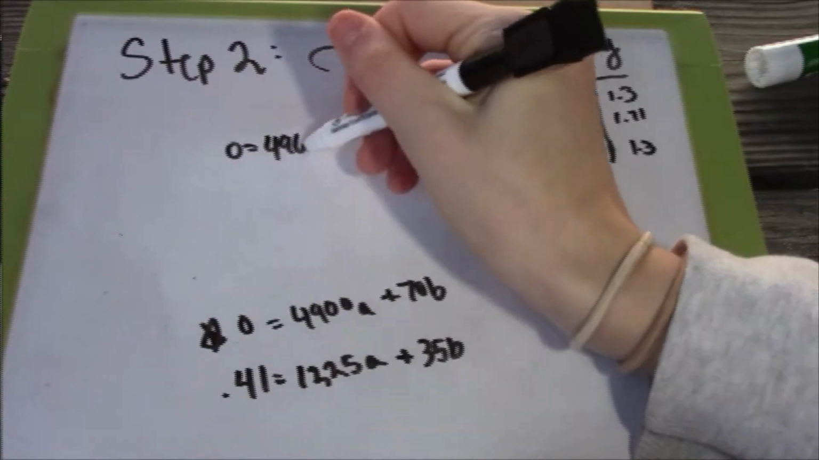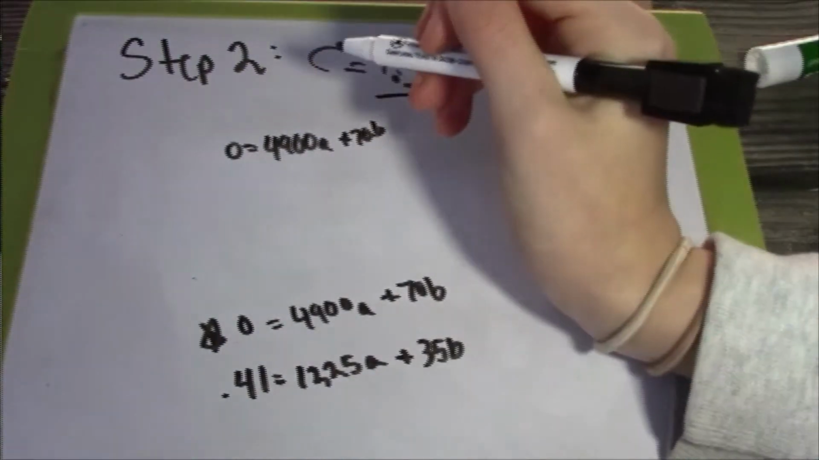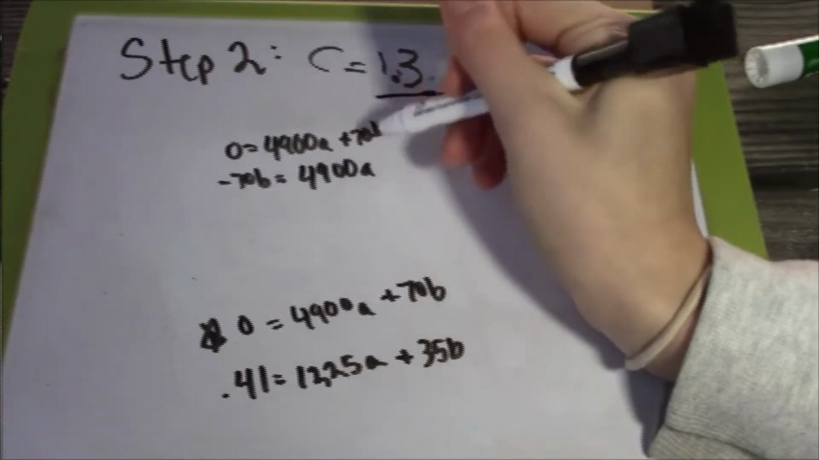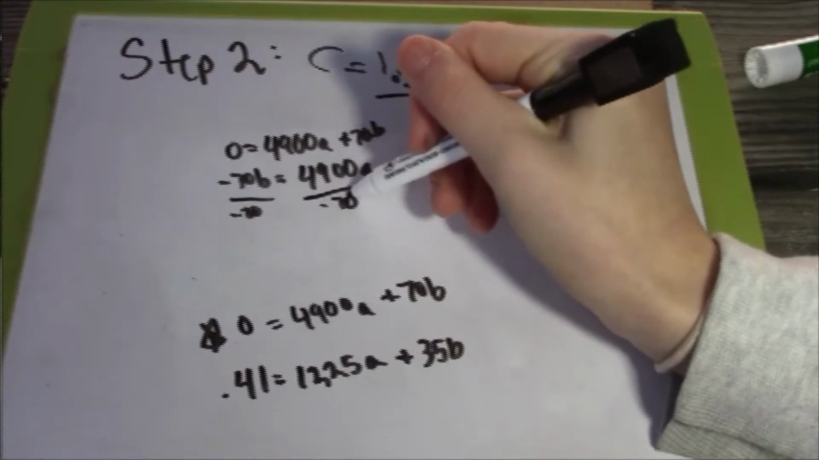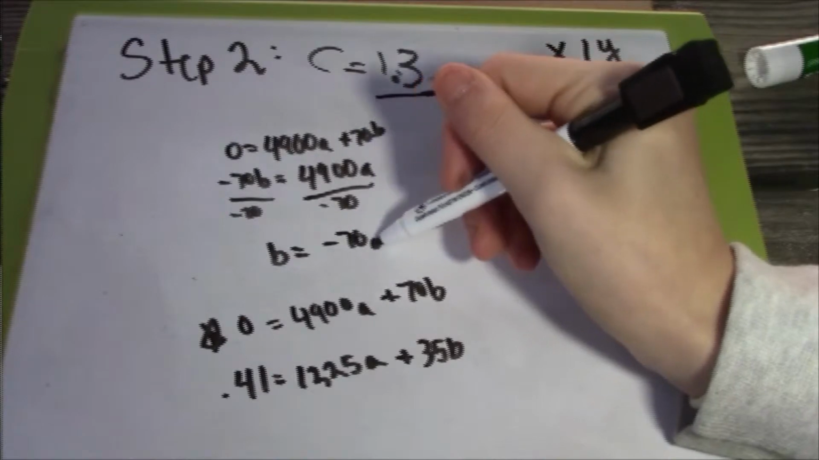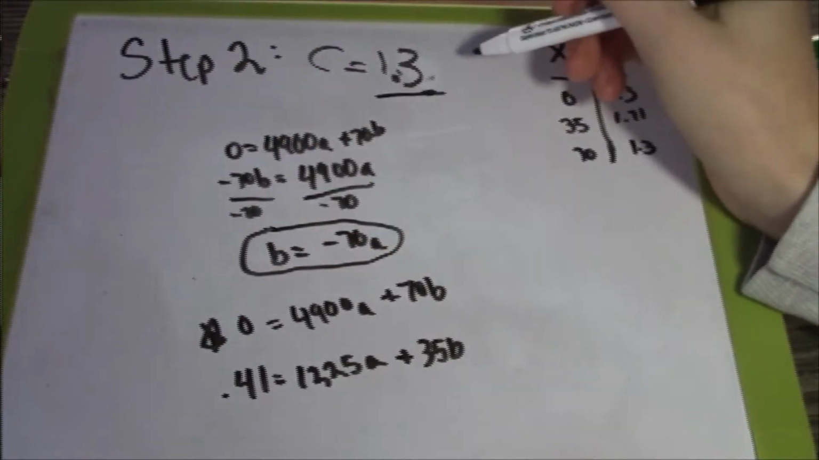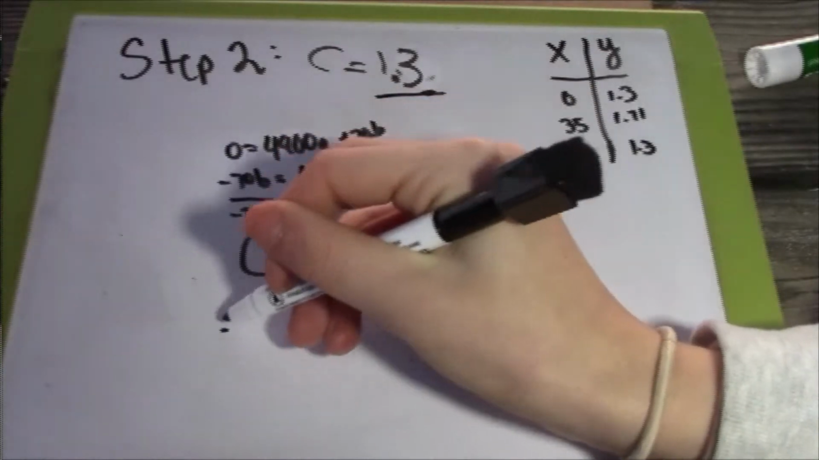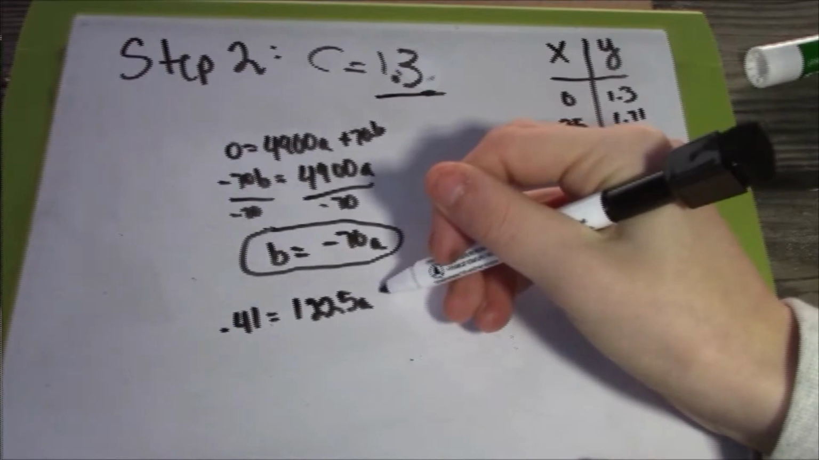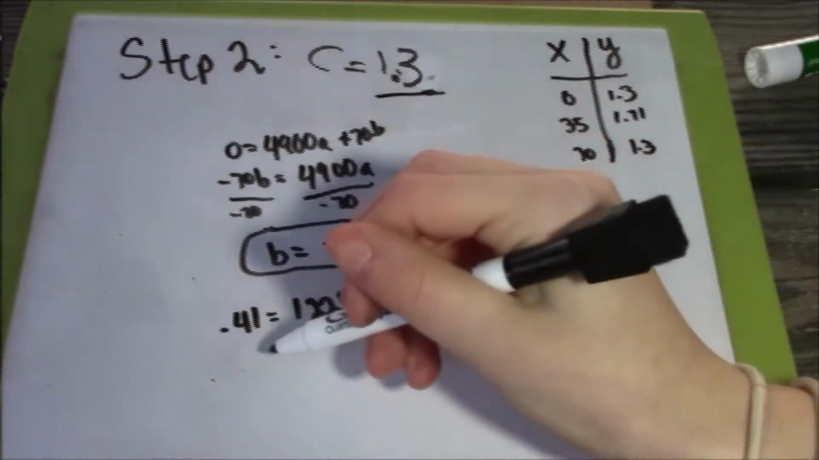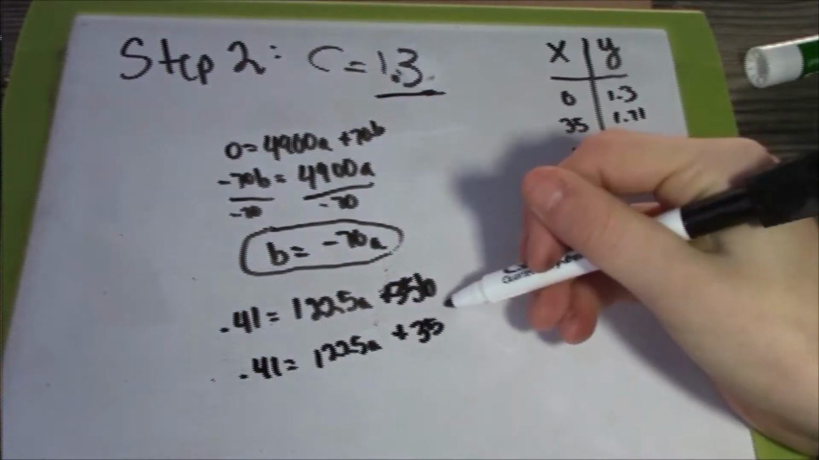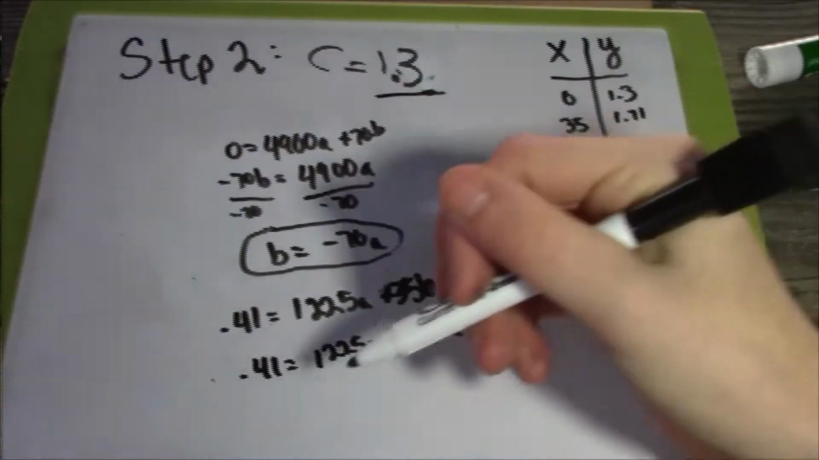Using the first equation, solve for b in terms of a. b equals negative 70a. And in the second equation, plug in b. b equals negative 70a, so you plug in negative 70a. Solve for a.